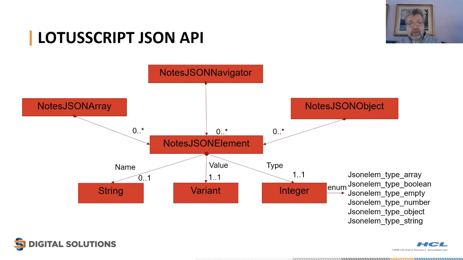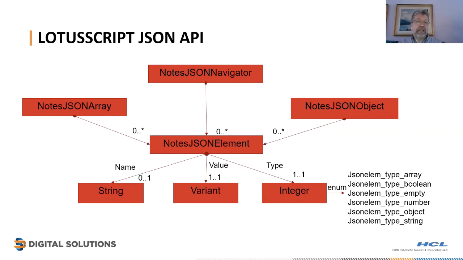At the very bottom, the Notes JSON element represents the basic JSON type. So there's array, Boolean, empty, number, object, and string. And those of you that work with LotusScript are used to working with variants, so there should be nothing surprising there. The type member of the JSON element class is the member that you will use to figure out what type you may be looking at in certain cases.